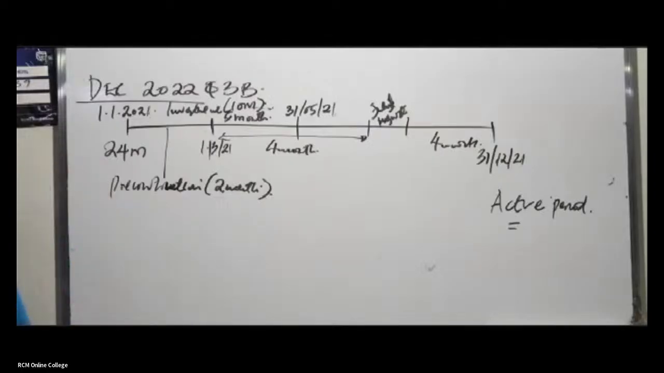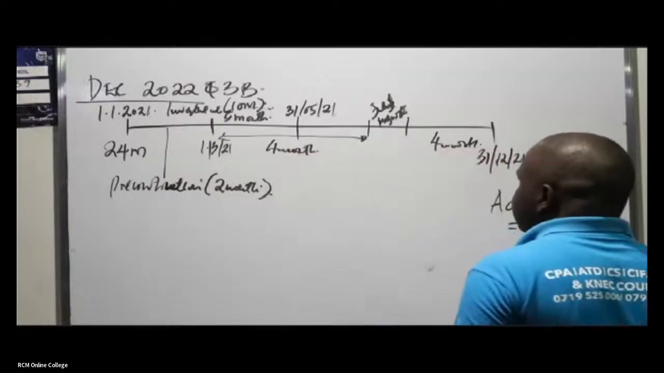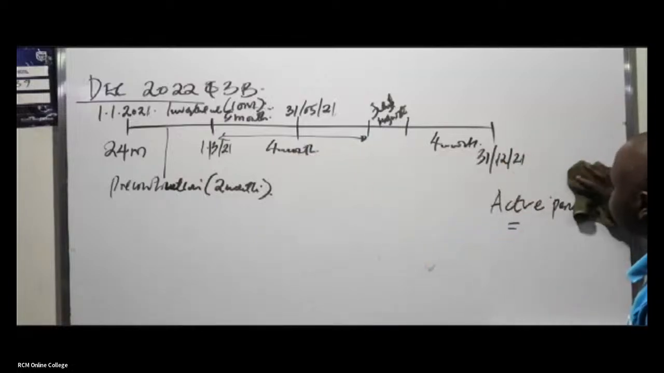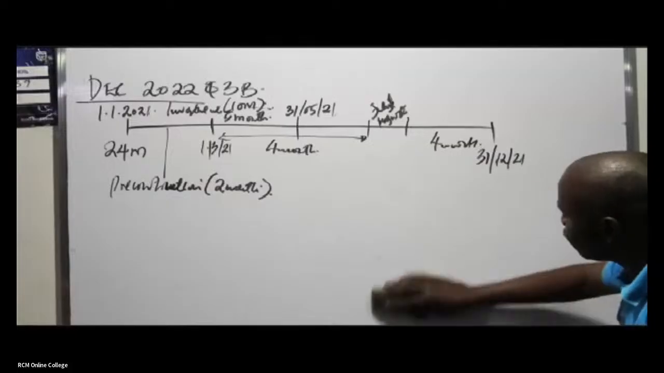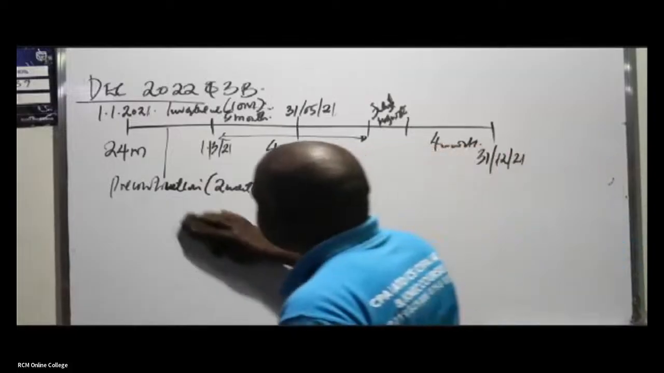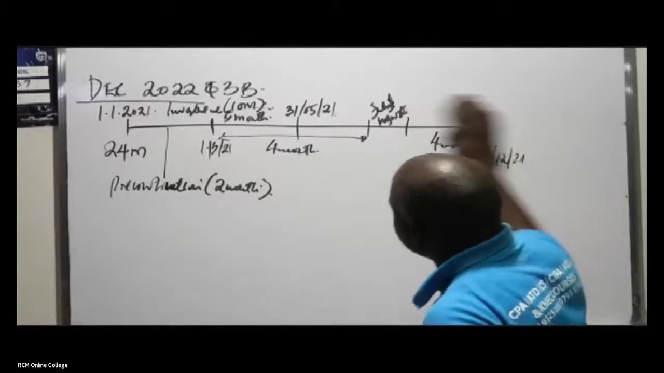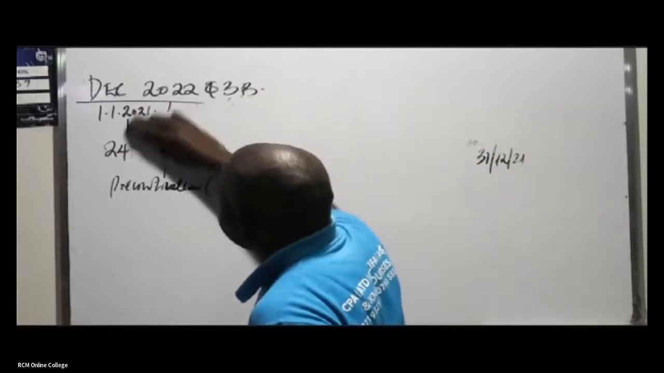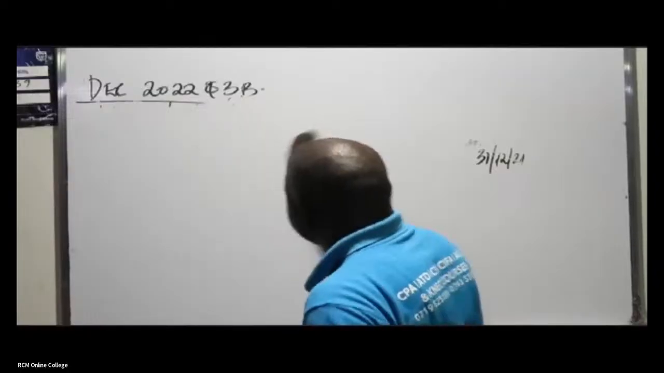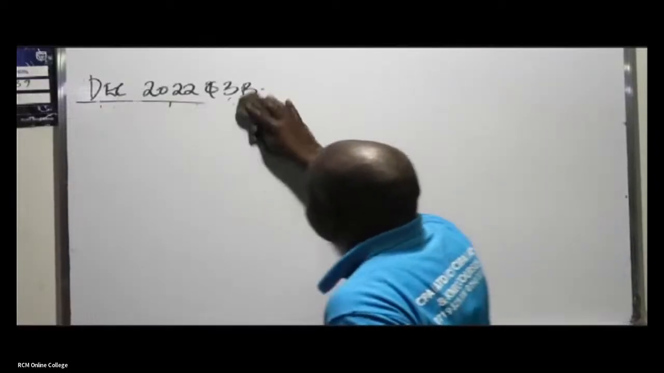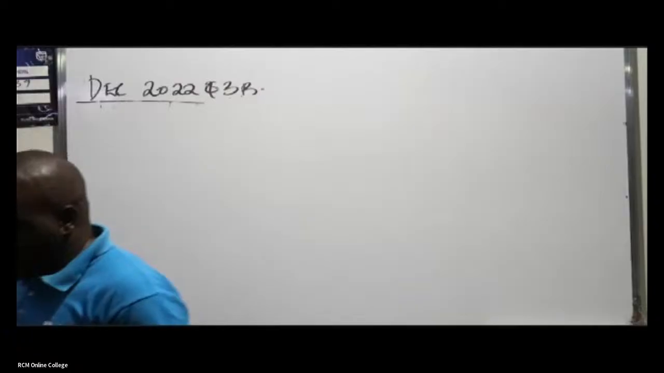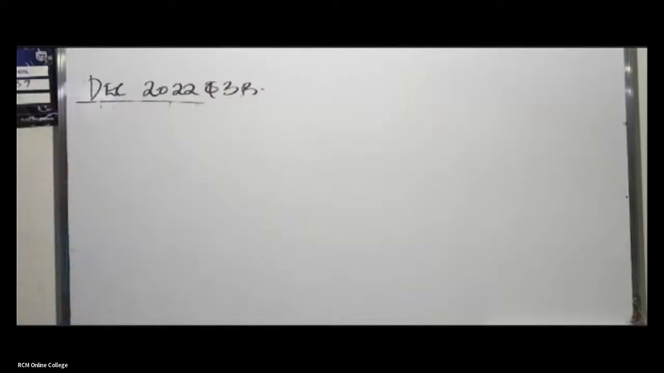I hope you've written this number line because it can help you break it down before you start the mathematics part of it. So we can now do the mathematics once you've understood the pre-construction, the active construction, the interest earned during the active period, and the period of dormancy.